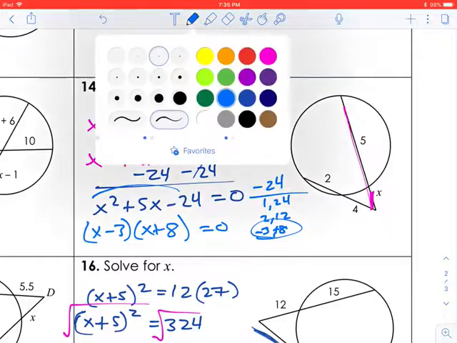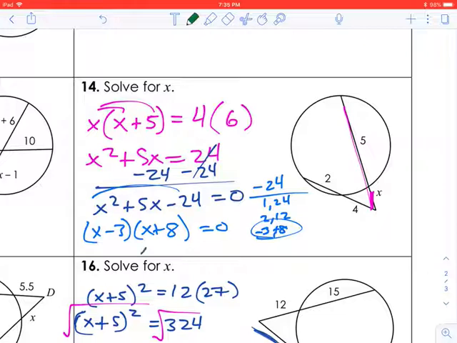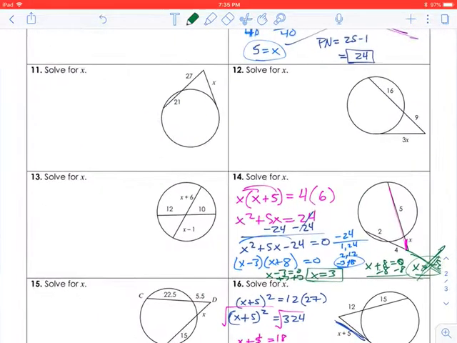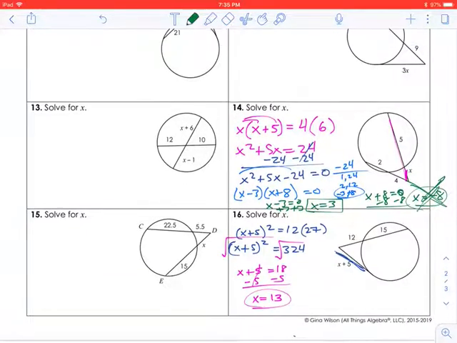And when I set those equal to 0, x minus 3 equals 0. I add 3 to both sides, I get x equals 3. X plus 8 equals 0. Or I subtract 8 from both sides, and I get x equals negative 8. Well, negative 8 can't be here because a negative number wouldn't make sense, so I just cross that out, and our answer is 3. Okay? Little factoring reminder. All right?